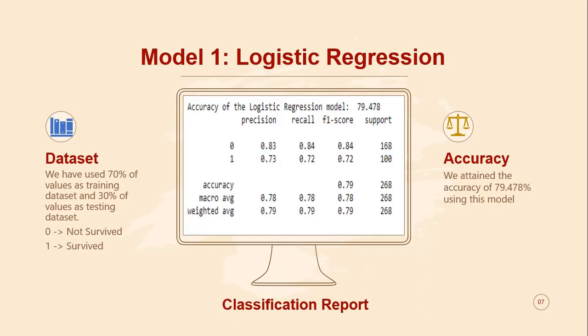First we have the logistic regression model. We have used 70% of the dataset values as the training dataset and 30% as the testing dataset. We have indicated 0 as not survived or died and 1 as survived. We attained an accuracy of 79.478% using this model. Looking at the classification report of this model, we can see the precision, recall, F1 score, support, and accuracy of the logistic regression model.